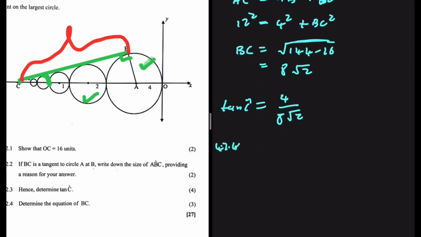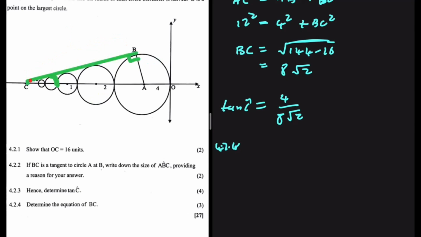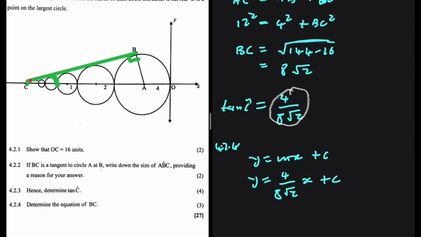And 4.2.4, the last question, we're looking for the equation of BC. Angle C is the inclination of line BC, so this is the gradient of the line BC. So now we can say that y is equal to mx plus c, and we know the value of m. It is 4 divided by 8 square root of 2, x plus c. We just need to substitute a point and we have the equation of BC.